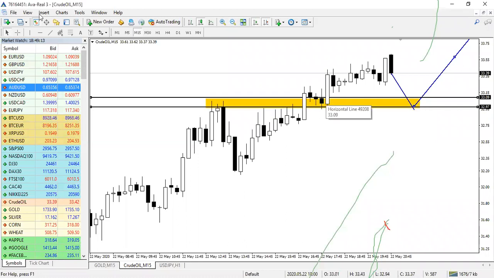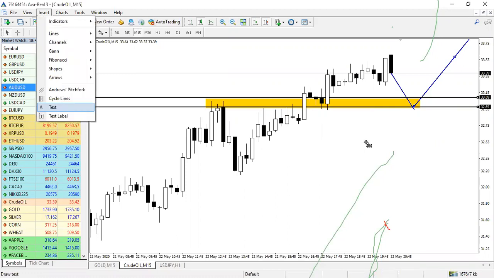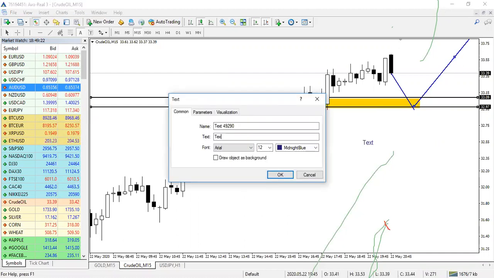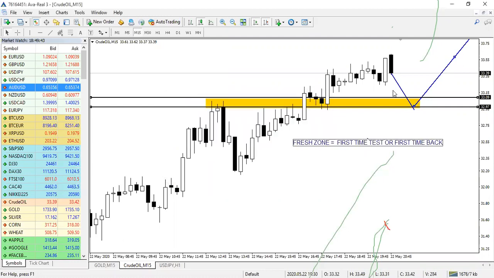Remember, another thing with retesting the zone is something called the first time back. A fresh zone means that the first time that zone is tested is called the first time test, or first time back. The first time the market comes back to that zone is very important. So this is the level: it's going to come back, retest, and go again.